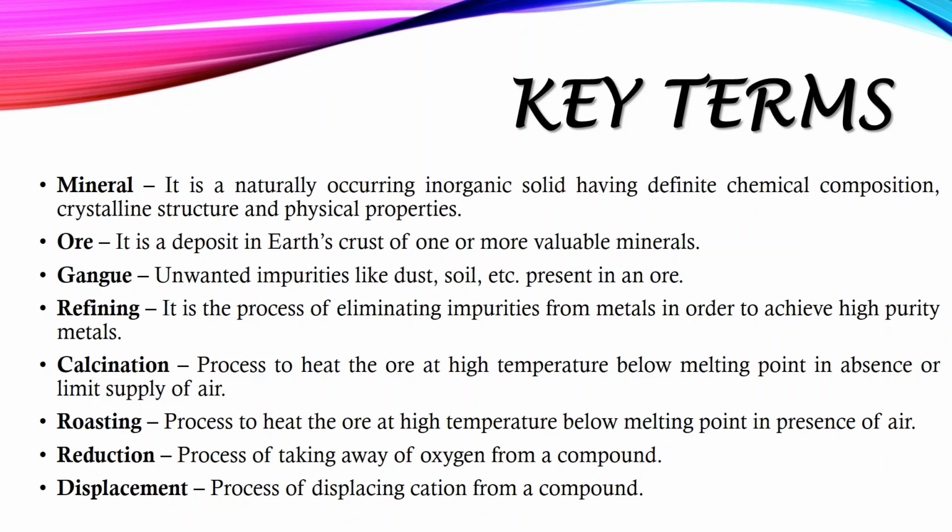Calcination is the process of heating the ore at high temperature below the melting point in the absence or in a limited supply of air. Roasting is the process of heating the ore at high temperature below the melting point in the presence of air. Reduction is the process of taking away oxygen from the compound, and displacement is the process of displacing a cation from a compound.